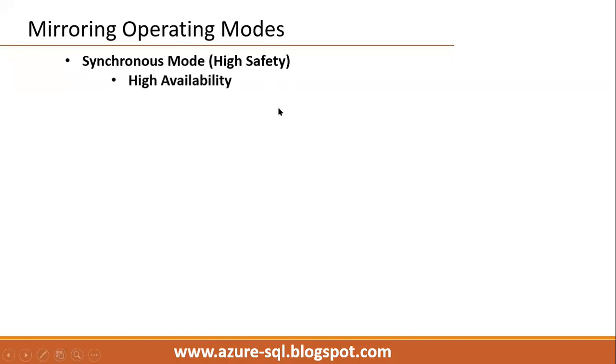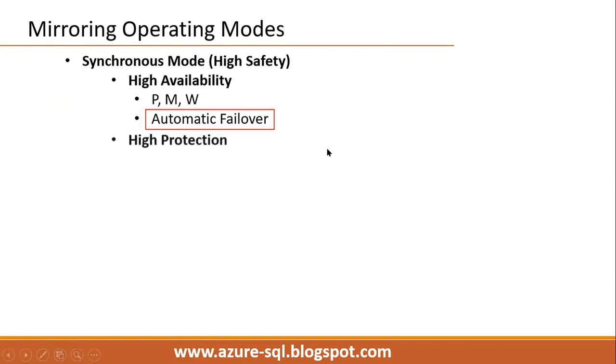Check here, in synchronous again we have two modes. One is high availability, where we have three servers: principal, mirror, and witness. High availability means, tomorrow if any server is down, say the principal is down, automatically the mirror becomes principal. That means automatic failover. High availability means automatic failover. Why? Because we have three servers here: principal, mirror, and witness.